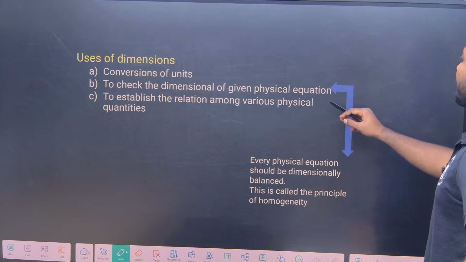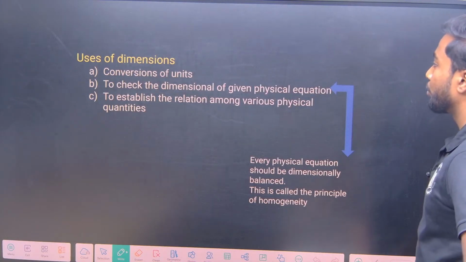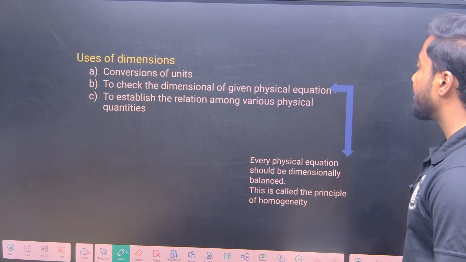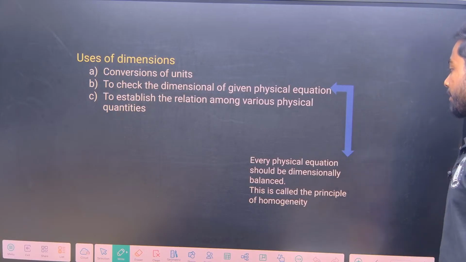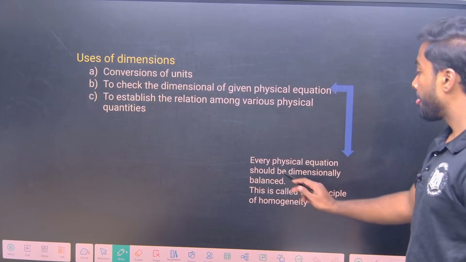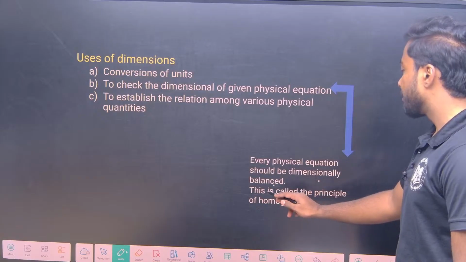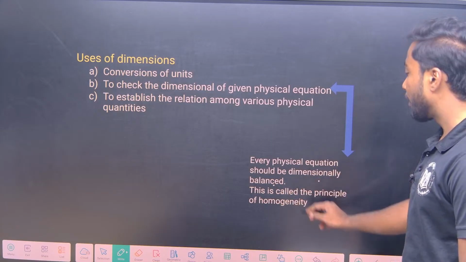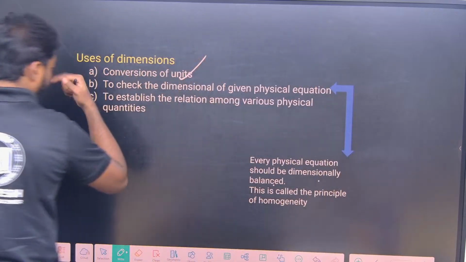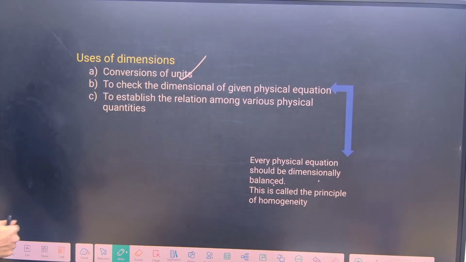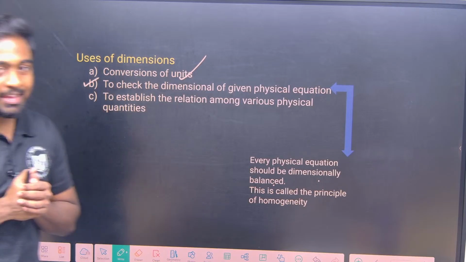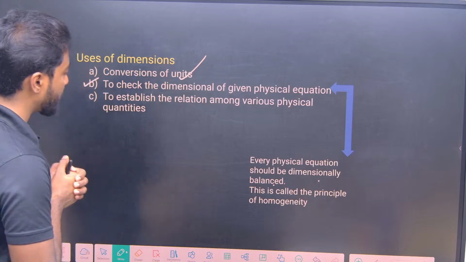So we were seeing the uses of dimensions: conversion of units, to check the dimensions of a given physical equation, and to establish the relation among various physical quantities. The second one is that every physical equation should be dimensionally balanced. This is called the principle of homogeneity. Conversion of unit we have seen in the last class. Now we are going to check the dimensions of given physical equations. Now we will check those equations.